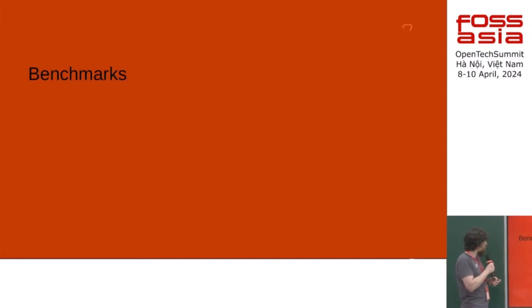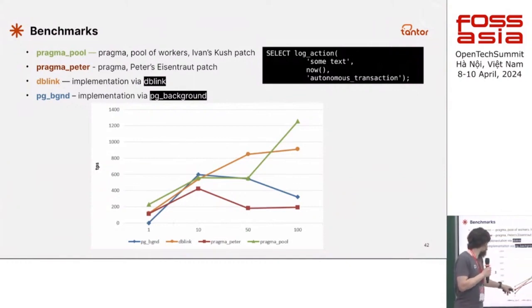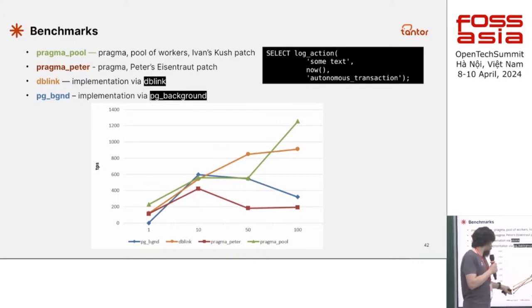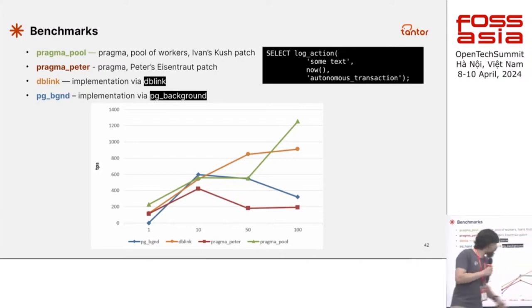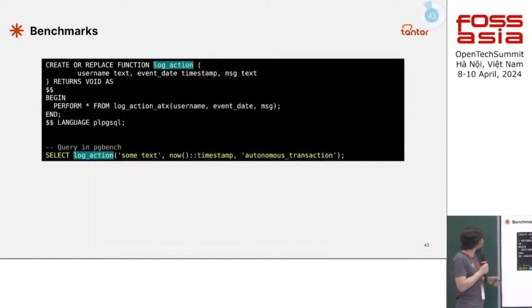So some benchmarks. We have a dblink implementation and a pg_background implementation. Also, we have Pragma autonomous transaction with a pool of workers, and Pragma Peter means without a pool of workers. As we can see, with more connections, we have more TPS using the pool. So the pool is a cool thing. So here's the code for the benchmark. I think it's not interesting for now.